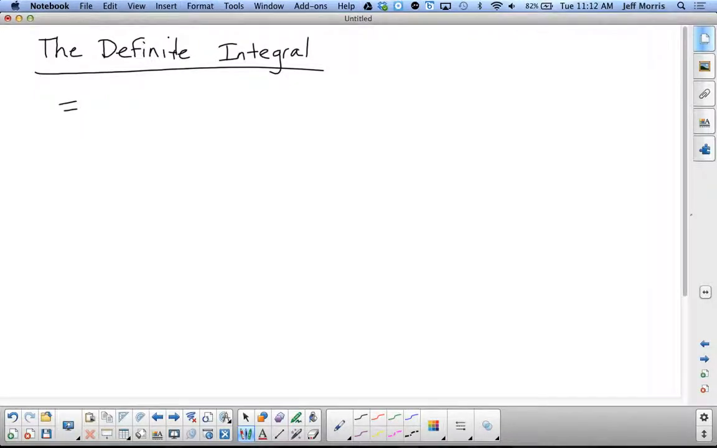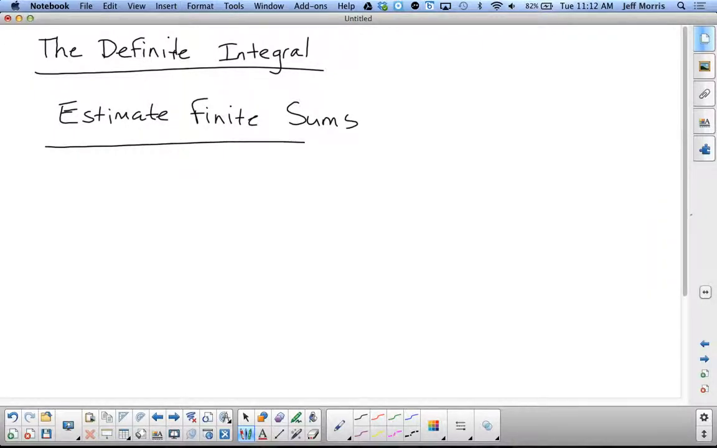We're going to estimate finite sums. And the way I explain this is I want you to think about when we did particle motion. Okay, think back to when we did particle motion problems.